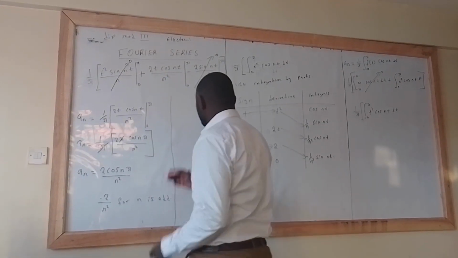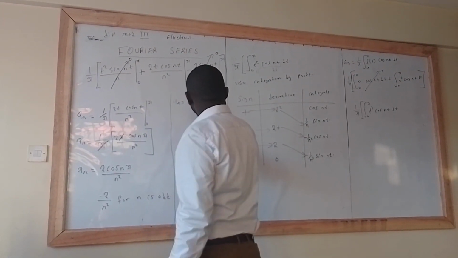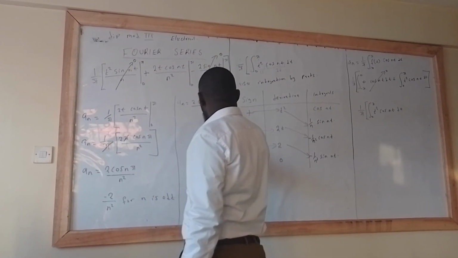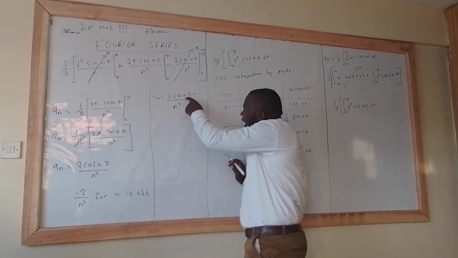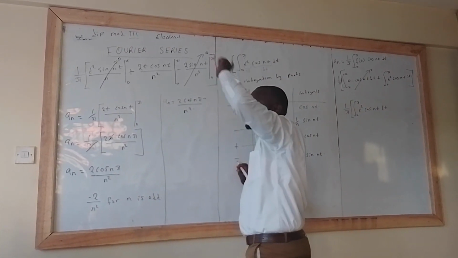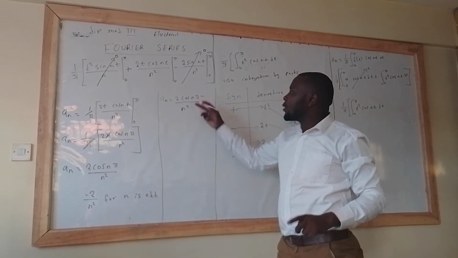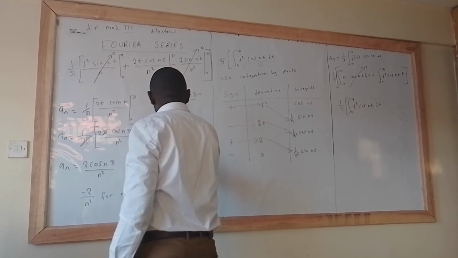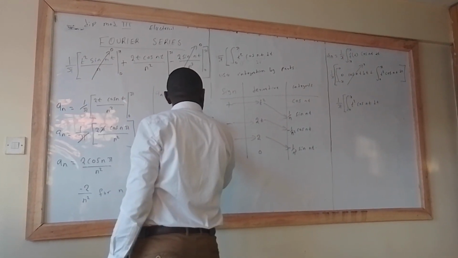What about if n is even? So a of n is equal to 2 cos of n pi divided by n squared. Now, if cos n pi is even, we are going to have +1, not -1 but +1. So 2 multiplied by 1 is just 2. So we are going to have a of n is equal to 2 over n squared.